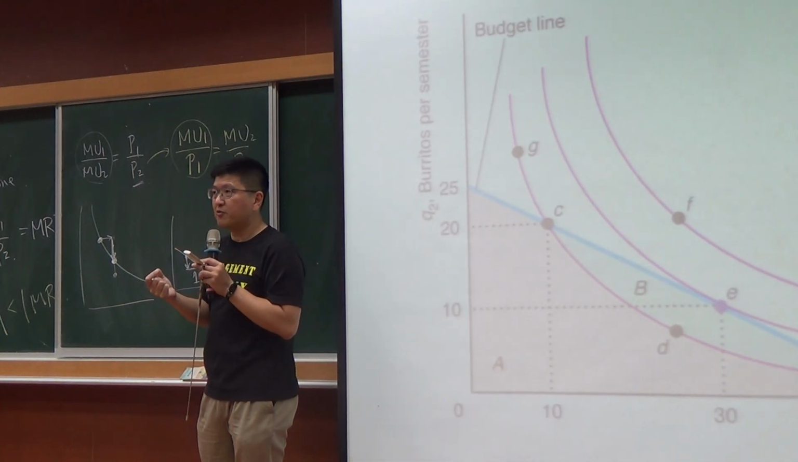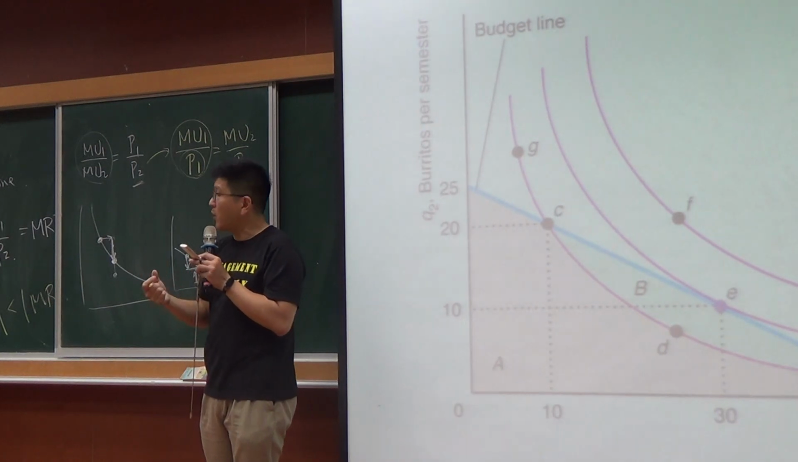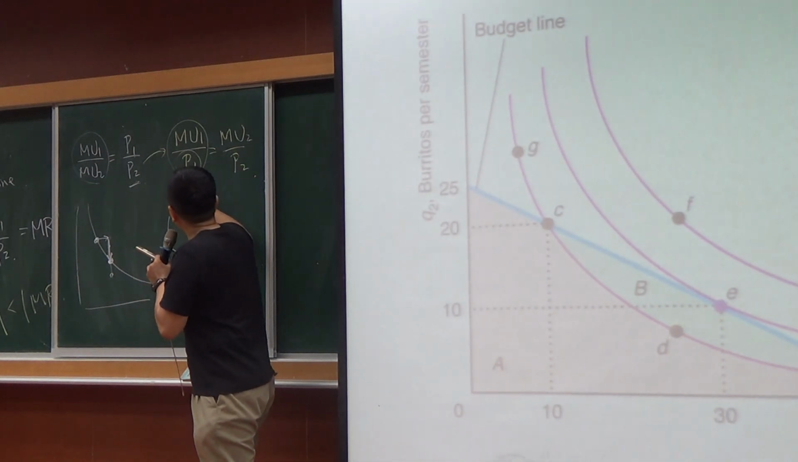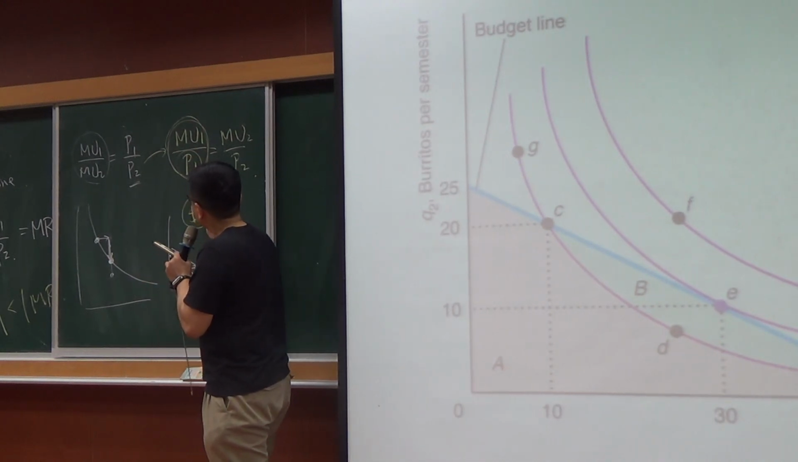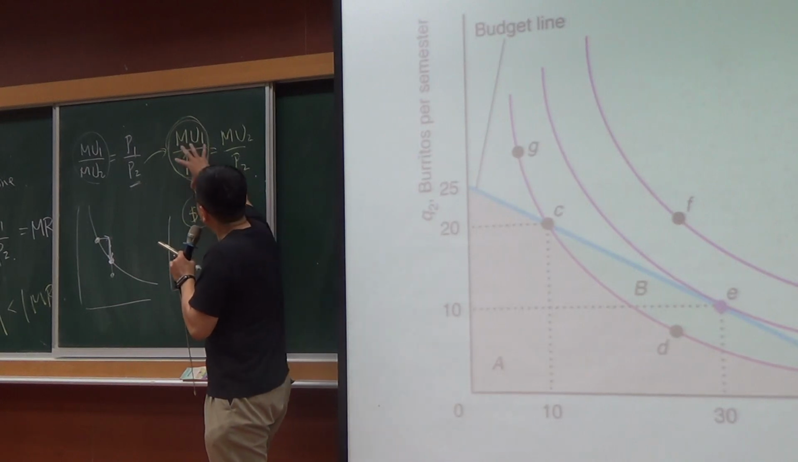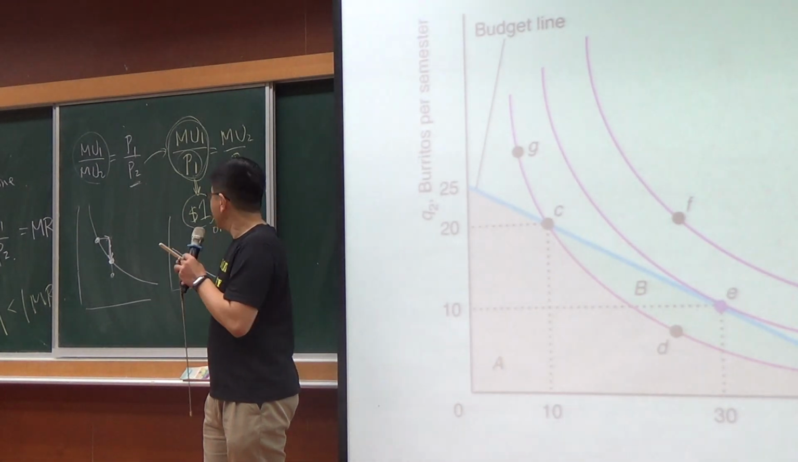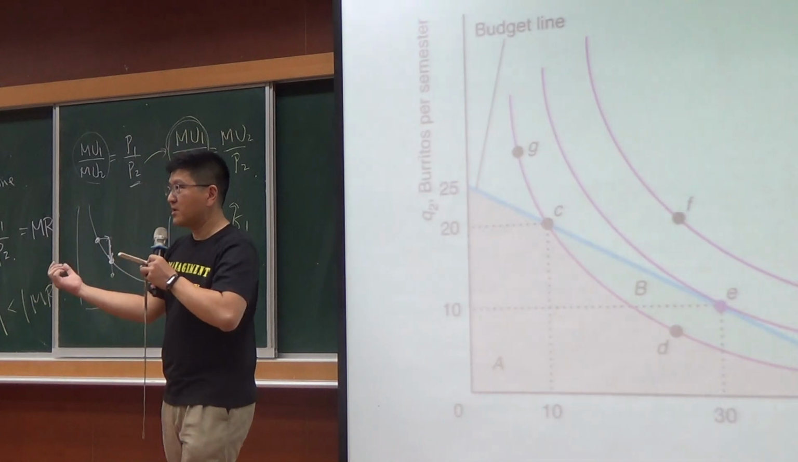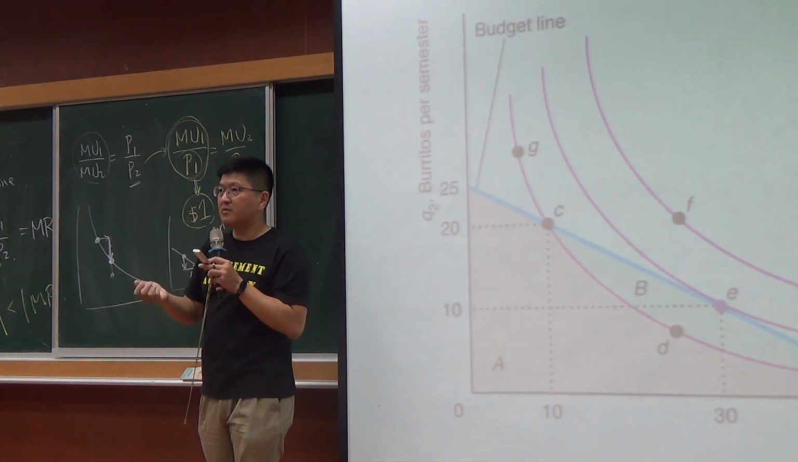And how much do we have to pay for it? We have to pay additional P1 because we want to buy one more unit of good 1. So this would be for an extra dollar we spend on Q1, we may have this much utility. Once again, MU1 is for one extra unit of Q1. And for one extra unit of Q1, we have to pay P1 extra money, right?